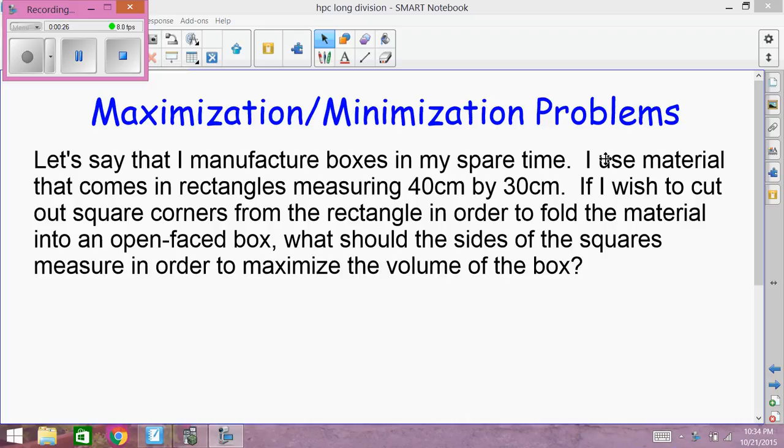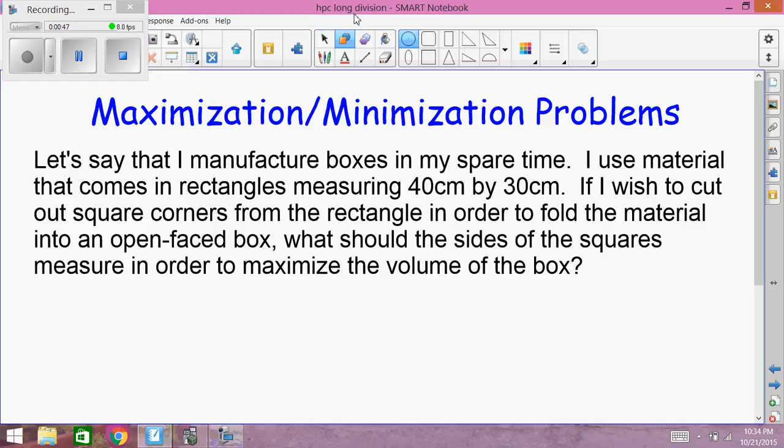So let's say I use material that comes in rectangles measuring 40 centimeters by 30 centimeters, and I want to cut out square corners from this rectangle in order to fold the material into an open-faced box. And if I wanted to maximize the volume of the box, what size of squares should I cut out?